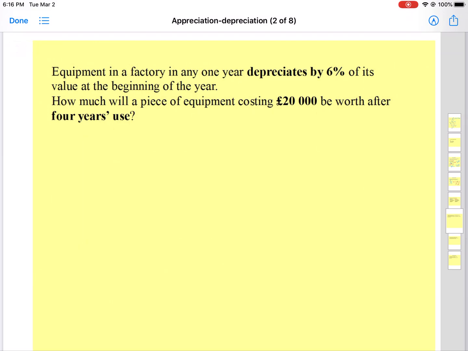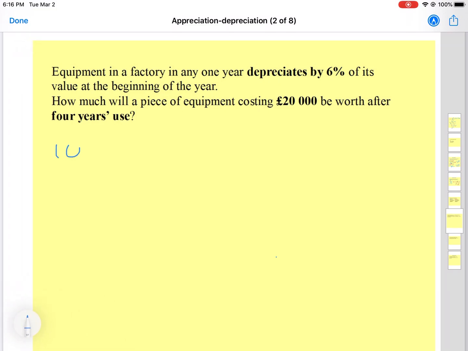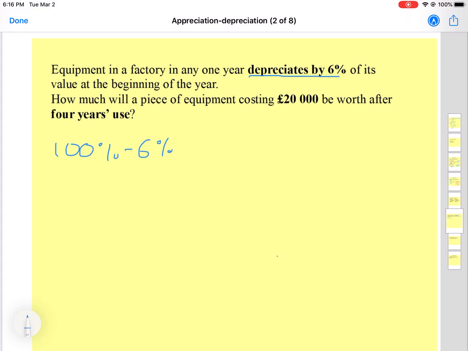Right, so we're applying the same process here, we just need to work out what numbers we need to get from the question. We're always starting with 100%, so you can always write that down first. Now it says, equipment in a factory in any 1 year depreciates by 6%. So that means we're taking away 6% from the original value. Our 100% is always what we start with in these questions. That gives us 94%. When we divide it by 100, we get a multiplier of 0.94.